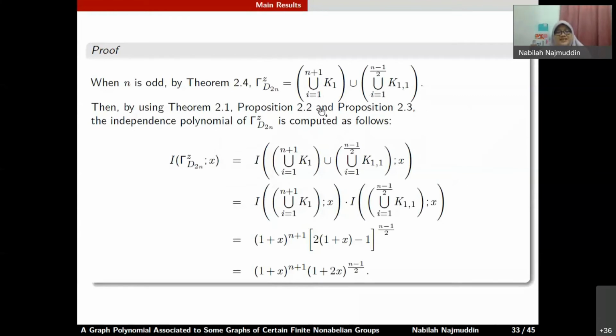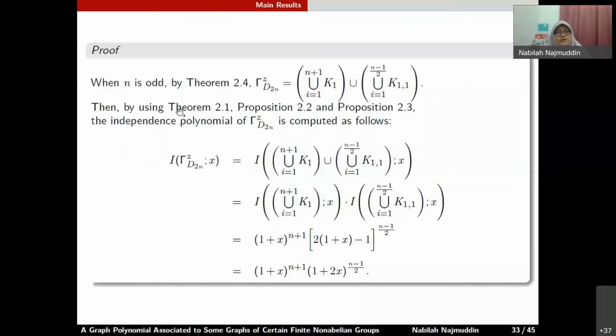This i means that when i equals 1, there is 1 K1. If i equals 2, the union is of 2 K2. It is just a simple calculation. To make it clearer, I start with 1.